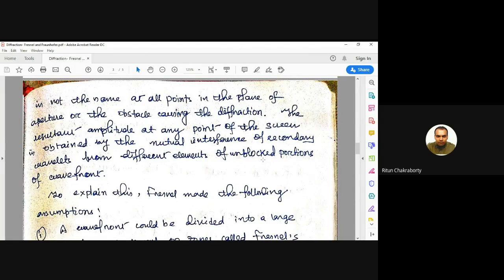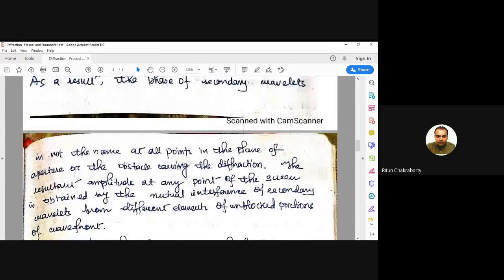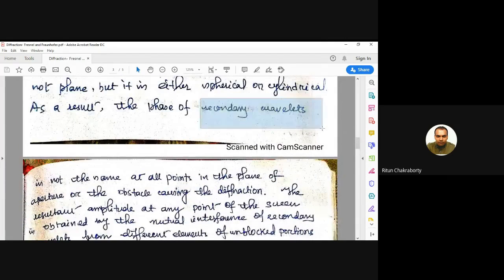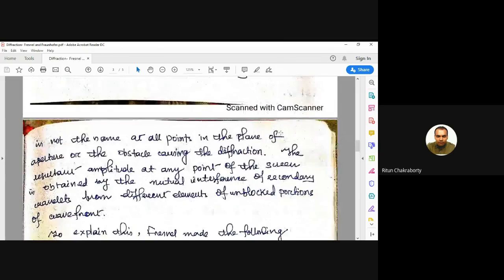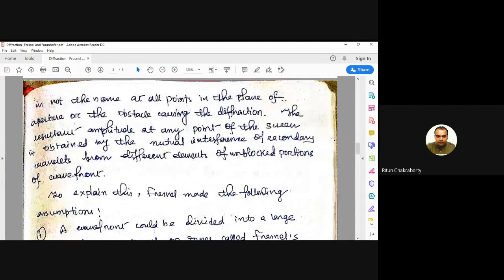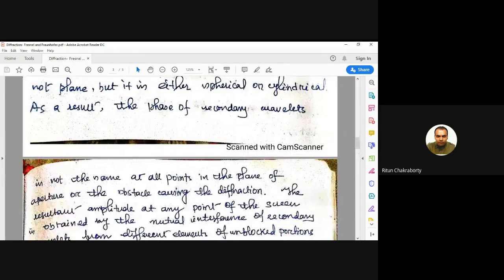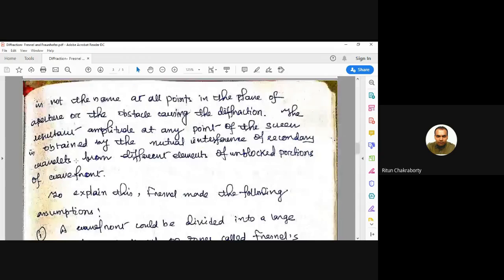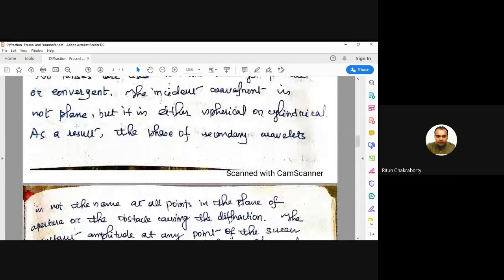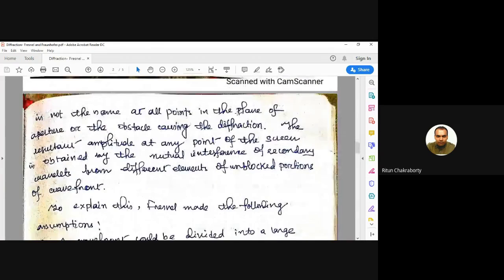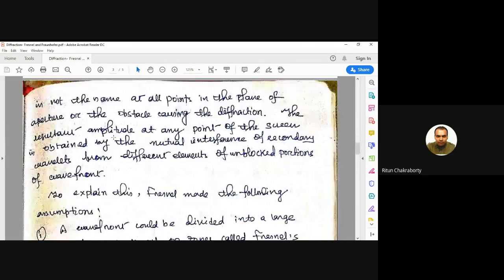The secondary wavelets are the wavelets generated from the same wavefront, and their phase is not the same in the plane of the aperture, because the wavefronts are either spherical or cylindrical in shape. They would have been similar if they had been plane wavefronts, but they are not. So they have different phases at the plane of the obstacle or aperture from which diffraction is caused.